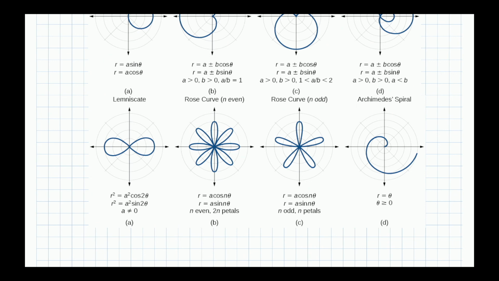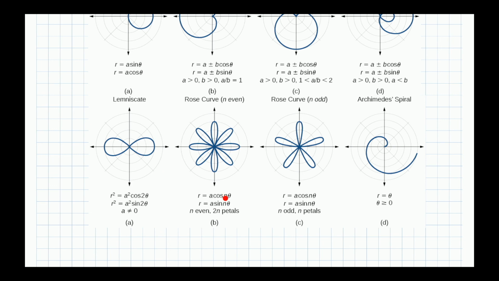So I think what I want to do now is let's plot one of these, like odd petaled roses. So they say that it should be r equals a cosine n theta, or r equals a sine n theta, and that's if n is odd, there will be n petals. Now the reason it says n odd is because if you look at these, this one over here, whatever the n is, there's actually twice as many petals.